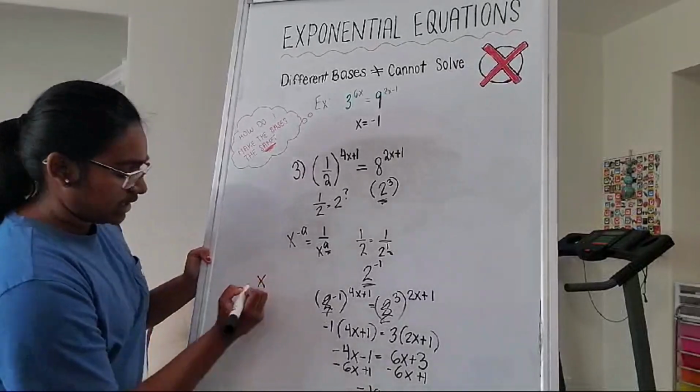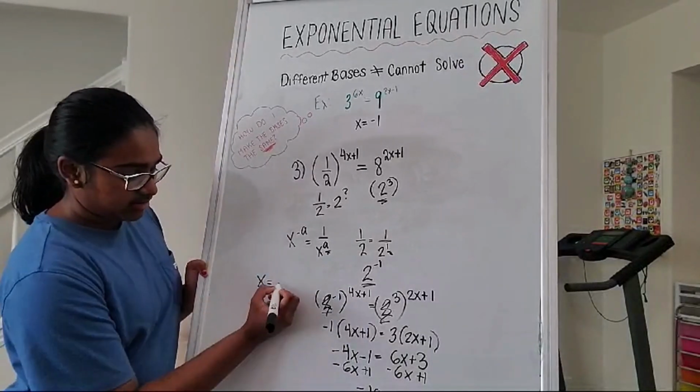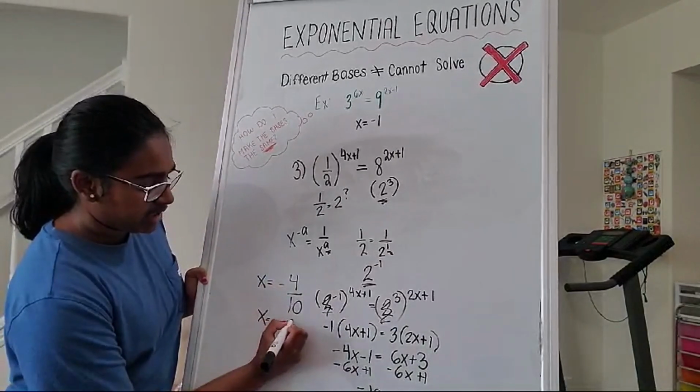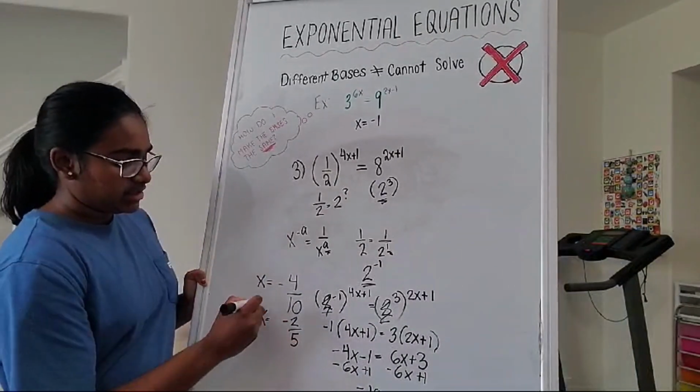So then we're left with negative 10x is equal to, you can add 1 on both sides, 4. I'm going to write back up here because I have no room. So we're going to have x is equal to negative 4/10. And we can simplify this to negative 2/5. So that's our answer.